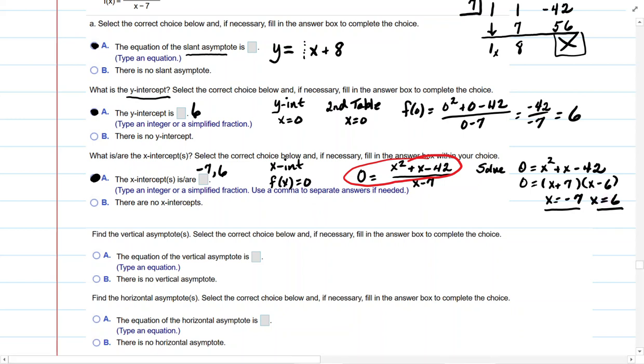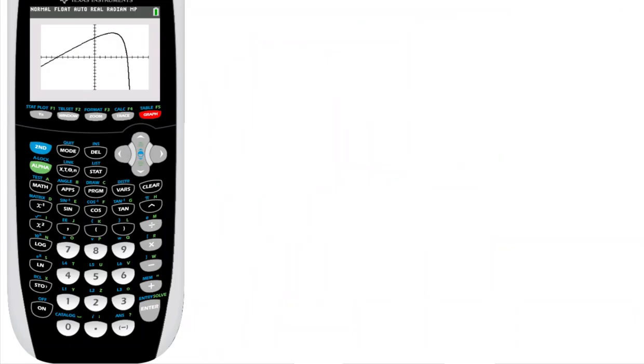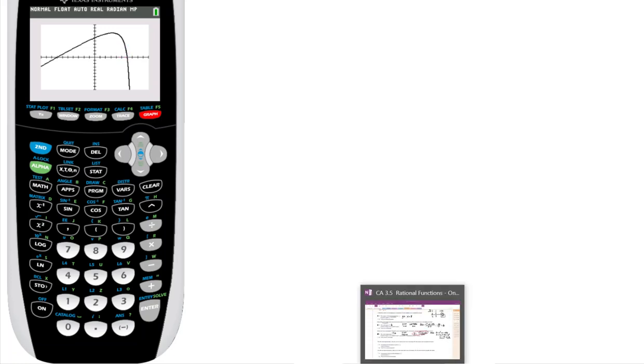Now I'm not going to see the entire graph, but I will take a minute to show you that you could have gotten them from the grapher. If I look at my function under graph, I am not seeing all of it, but I do see that's negative 7 and that's positive 6. Those are zeros of the function. All right, back to the problem.